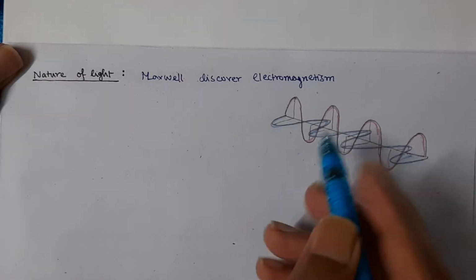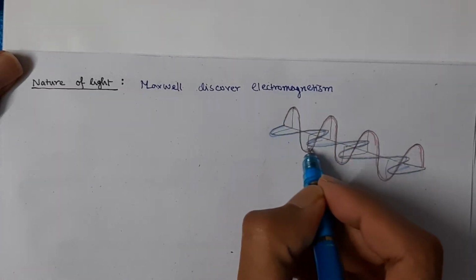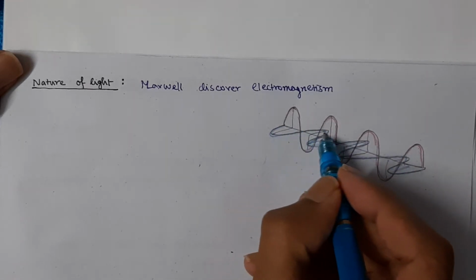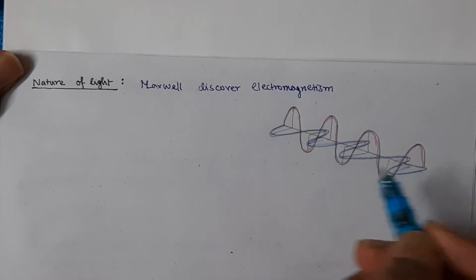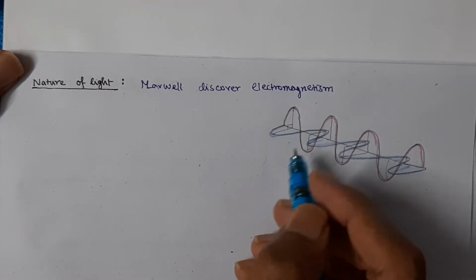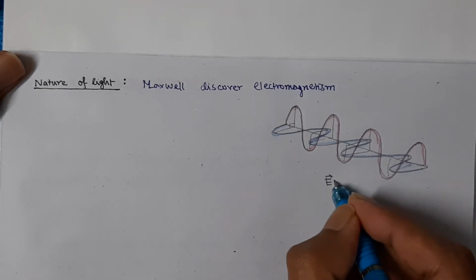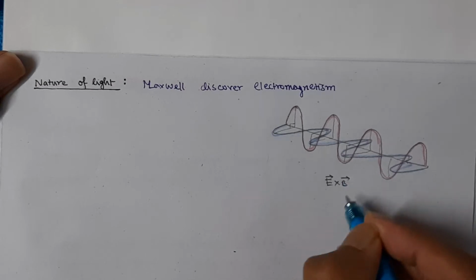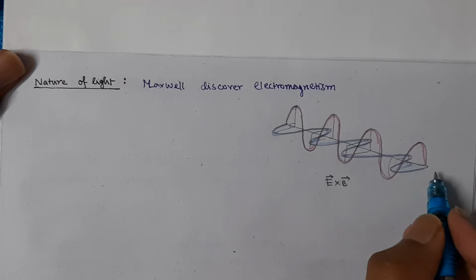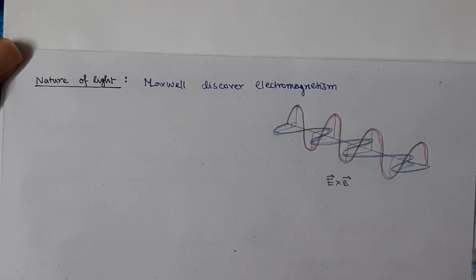So I draw the picture, and this red color is our electric field, and this blue color is our magnetic field, and we can see that they are perpendicular to each other, and the direction of propagation is exactly the direction of the vector product E cross B, where E is the electric field and B is the magnetic field. So this is our electromagnetic wave picture we actually draw.